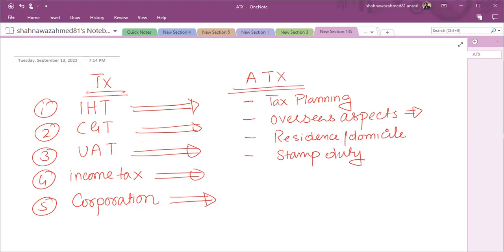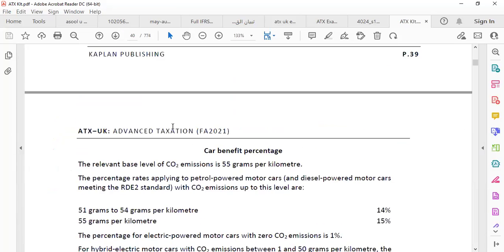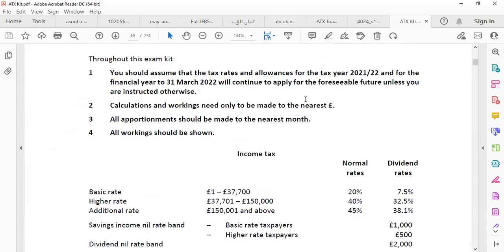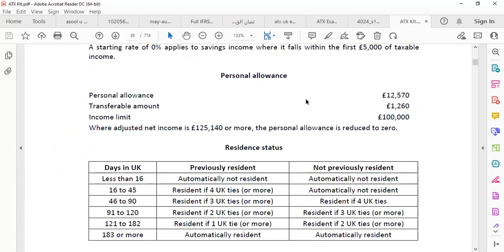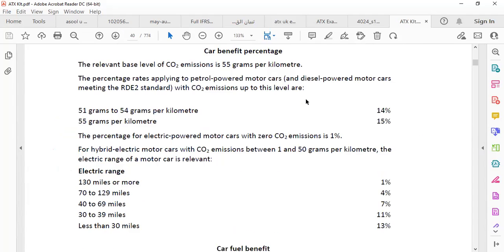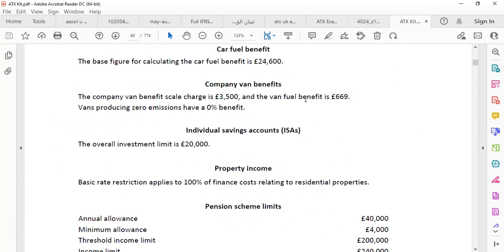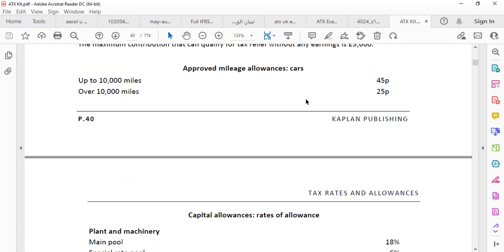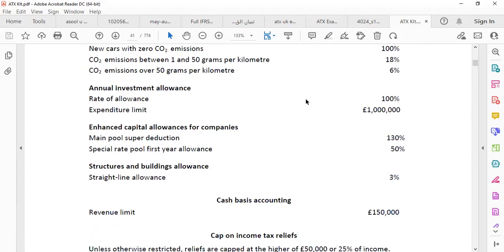Now, let me show you how much information is available in the tax sheet so that you will have a sigh of relief that at least these you don't require to memorize. This type of sheet will be given to you in the exam. You can see we are studying Finance Act 2021, and these are the tax rates and allowances given to you. These are income tax rates, personal allowances, and something about the residence status of an individual. Similarly, if an employee is using a car, the rules and rates are given: the fuel benefits, the car benefits, property income, something related to pension schemes, and the capital allowances related to the purchase of assets.